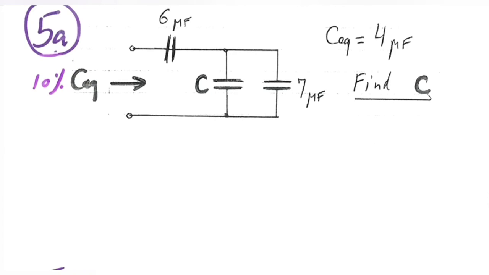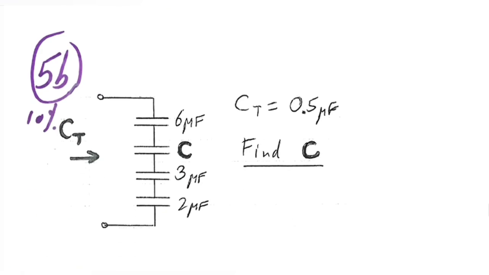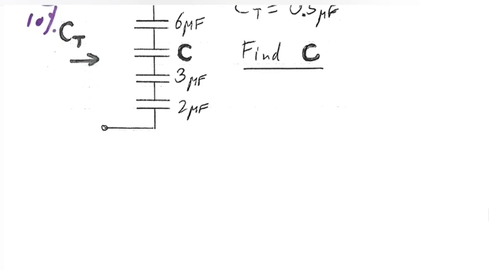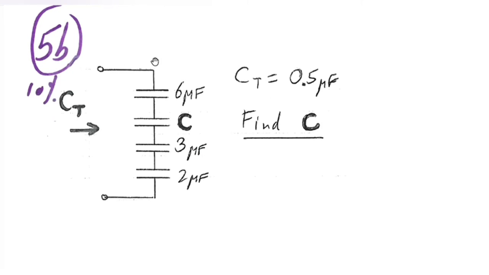And then here we give C equivalent and we ask what is C. So 7 plus C are in parallel and they become in a series with the 6 microfarad, which together give you 4 microfarad. So you go sort of inverse to find the C. Same story here. Given CT from here to here, what is C to make it 0.5 microfarad?